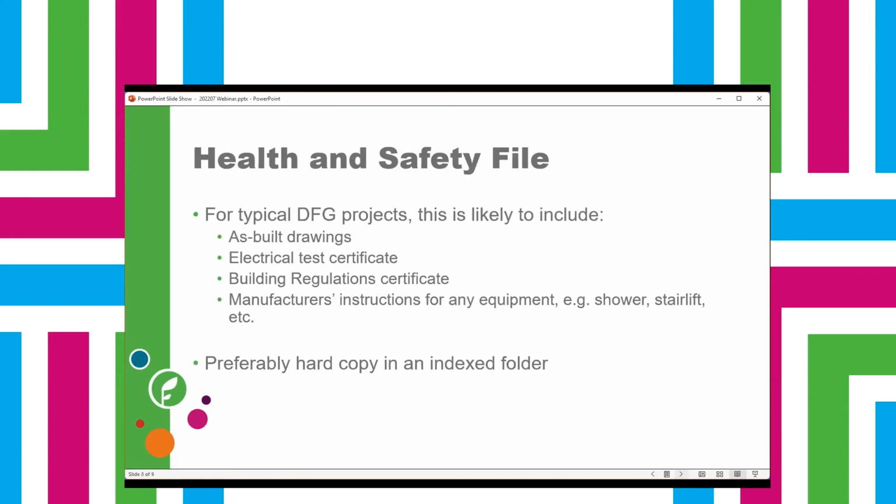And then finally, the final bit of the documentation is a health and safety file. So for a typical DFG project, this is, I suppose, a pack of information to pass on to the homeowner or resident at the end of the project, including as-built drawings, things like electrical certificates, building reg certificates, and any manufacturer's instructions. And preferably that would be a hard copy in an indexed folder. So something you may pass on to your contractor to provide.